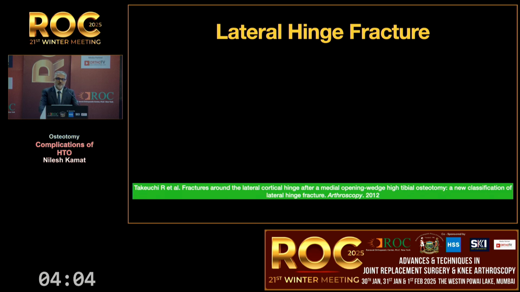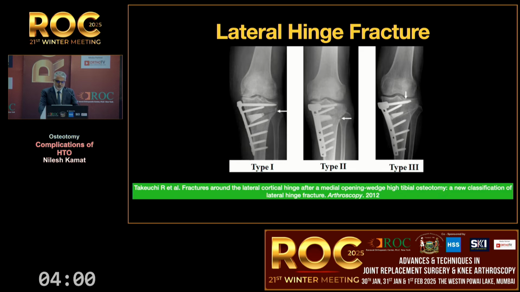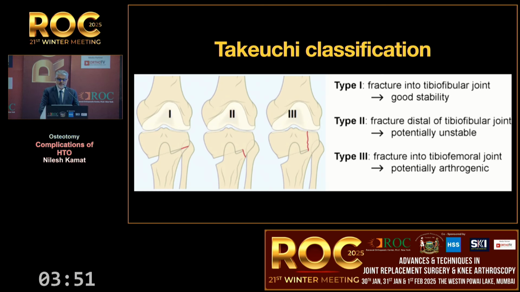What if you have a lateral hinge fracture? Takeuchi described this in 2012, where not much was spoken about the intra-articular fractures, and they described 3 types of fractures. In type 1, you have a fracture which is running into the tib-fib joint. They have reasonably good stability. Type 2 is where the fracture is running distal to the tib-fib joint, and those are the potentially unstable ones.